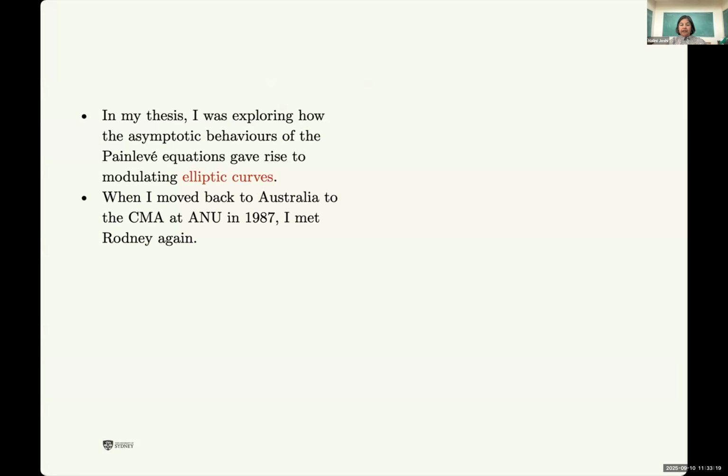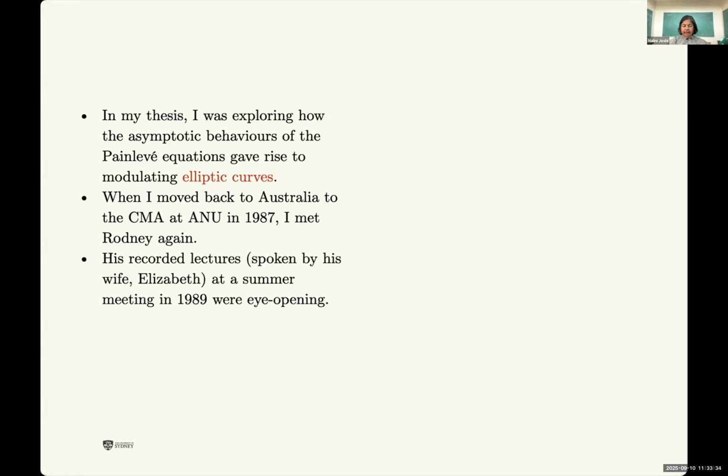When I moved back to Australia, to the Centre for Mathematical Analysis at the Australian National University, which I think many of you visited later on, in 1987, I met Rodney again. And I think it was a couple of years later, in 1989, there was a summer meeting on exactly solvable models. He was arranged to give several days of lectures, but he was unwell at the time. I think he'd had maybe a heart attack.